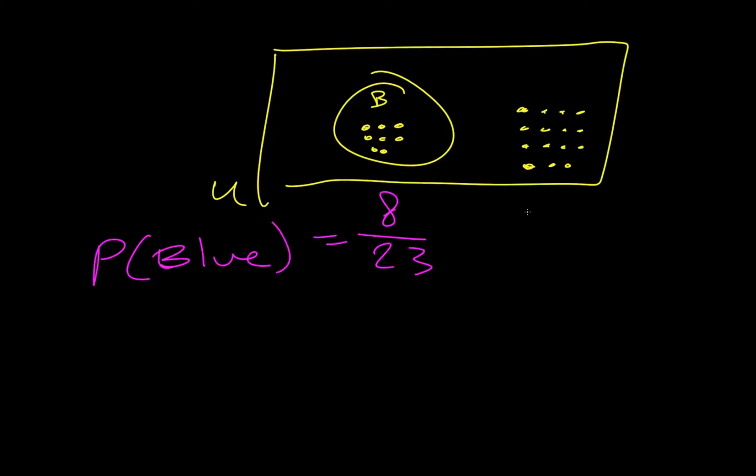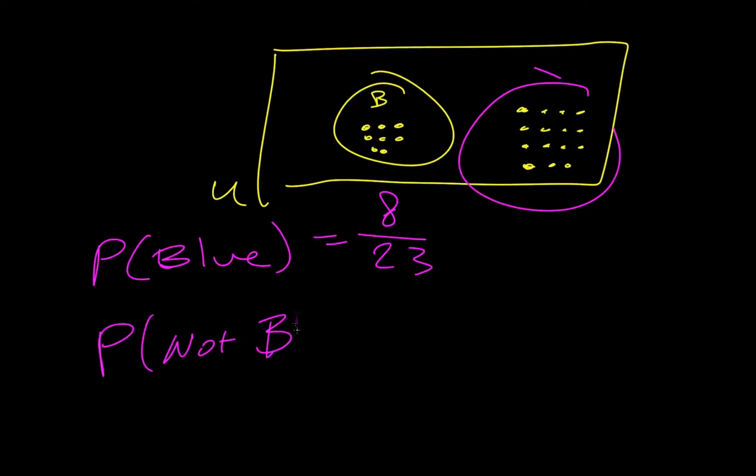Now, does not have blue eyes. So that's just going to be everything else. So it's just going to be these dots, which are 15. Not blue. So that's 15 out of 23.